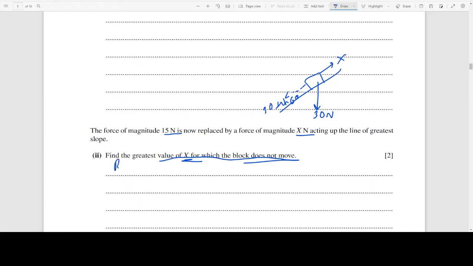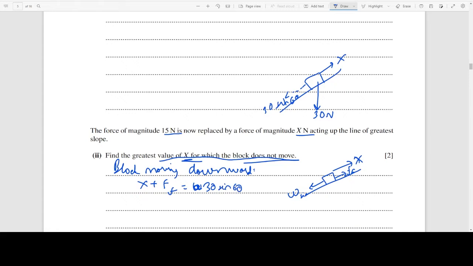So for the block moving downward, the case would be like this. We have x, we have friction, and we have the weight component. If you see, we'll actually have x plus frictional force equal to the weight component, which is 30 sine 60.